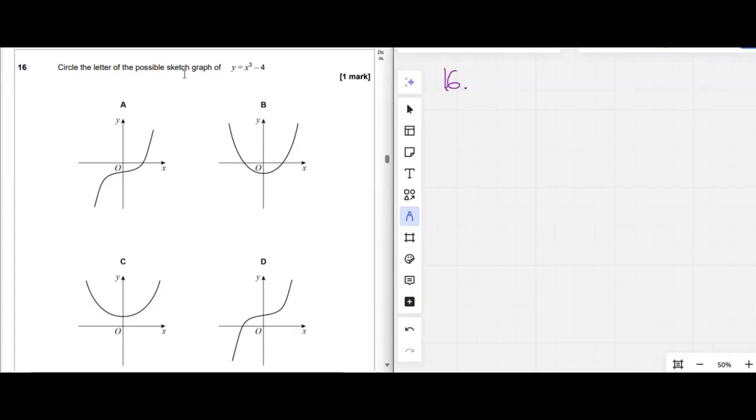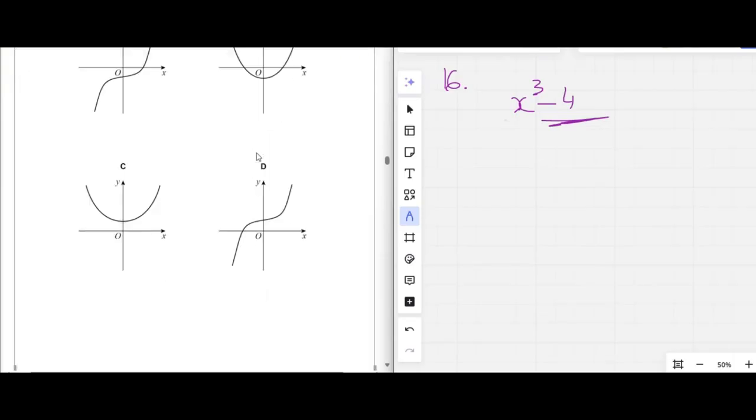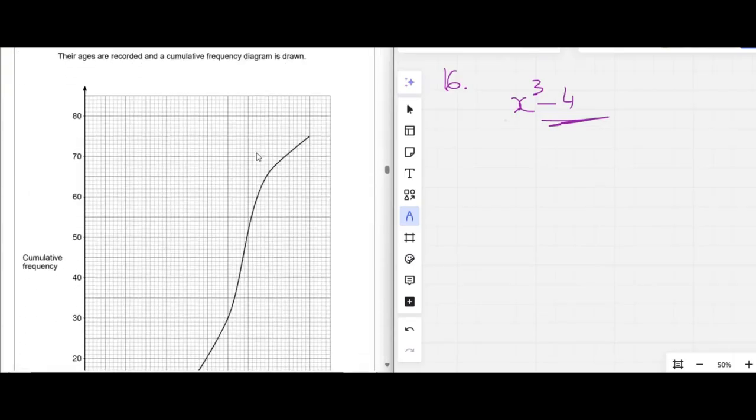Circle the letter of the possible sketch of the graph of y equals x cubed minus 4. Which one do you think that will be? D? No, A. Yeah, that negative 4 is the y-intercept. So yes, that will be negative 4 there. The others are parabolas.